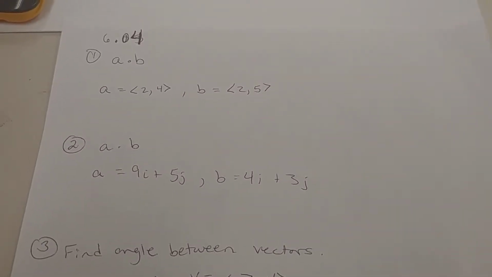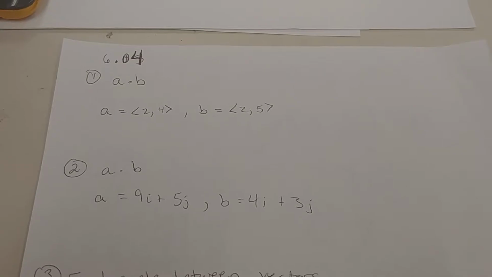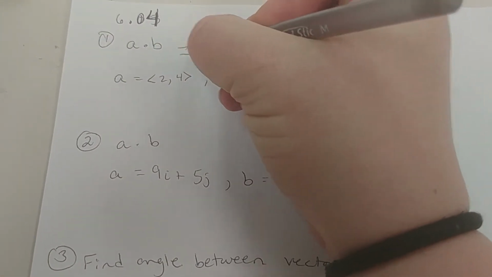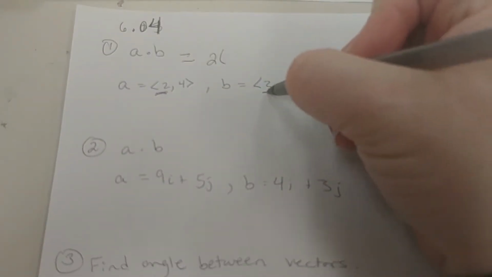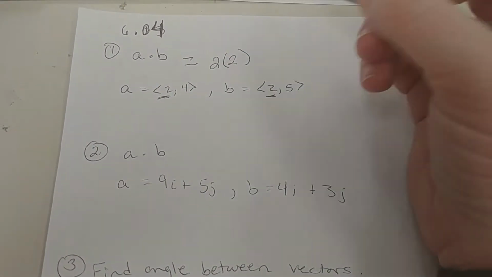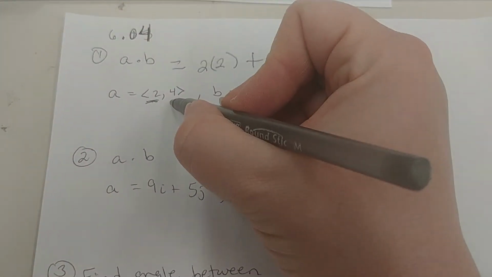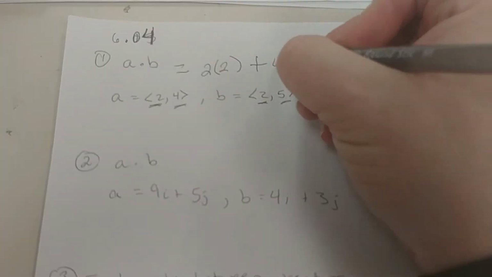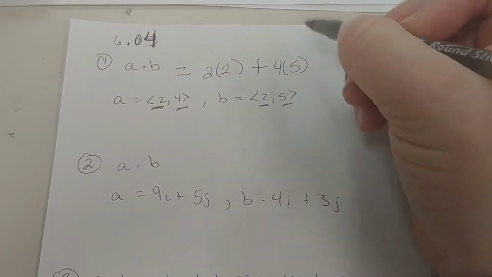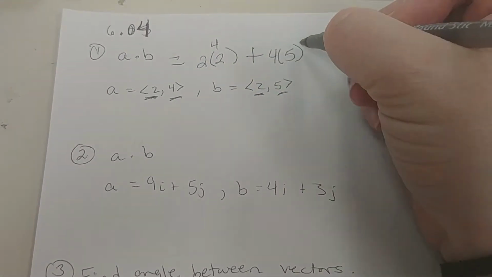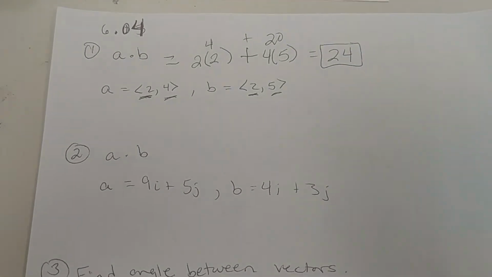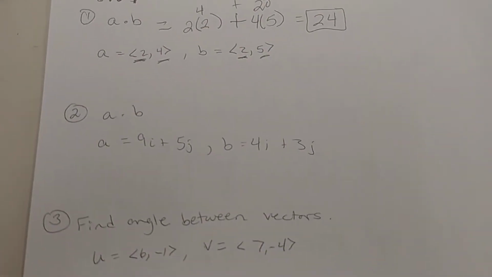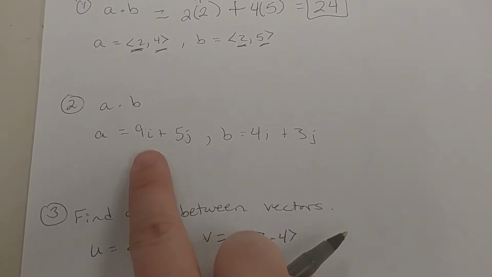Okay, so this is over 6.04 and it's vectors. In order to do vector multiplication, which you're doing A times B, it's component wise. Well, what does that mean? Basically, I've got the first component of A is 2, and I'm going to multiply it by the first component of B, which is also 2. Then you add, and we move to the second component. So 4 times the second component of B, which is 5. Well, 4 times 5 is 20, so when I add those together, I get my answer of 24.